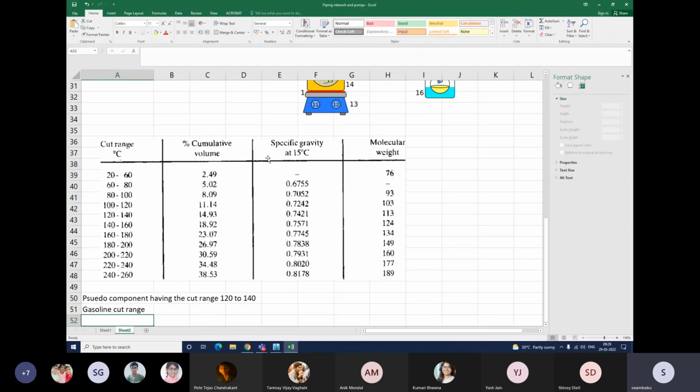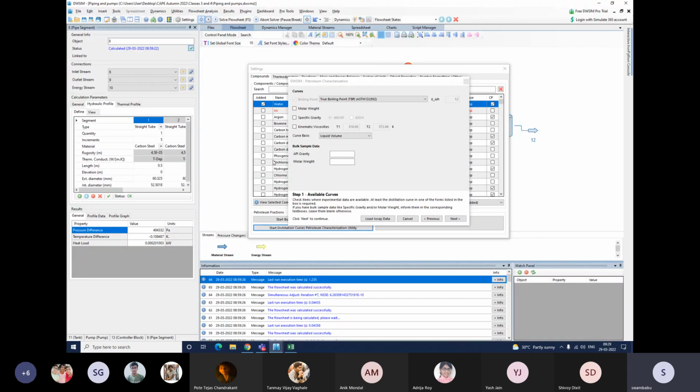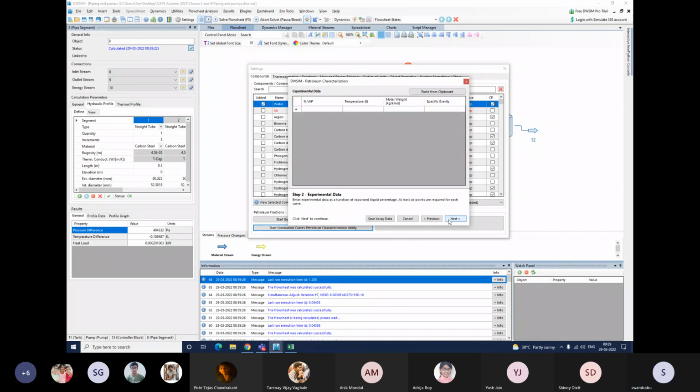We have the molecular weight, specific gravity, and TBP data. We can give the molecular weight and the specific gravity data, and we don't have any kinematic viscosity. We can give the bulk sample API gravity, the overall crude oil API gravity, and molecular weight. And here we can copy the experimental data: the percentage vaporized, the temperature, and the molecular weight and specific gravity of that.